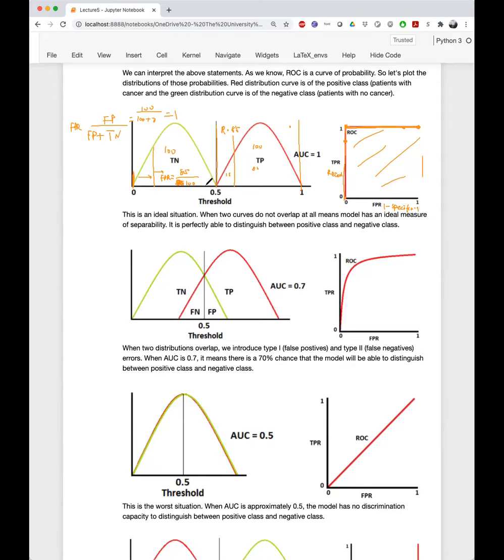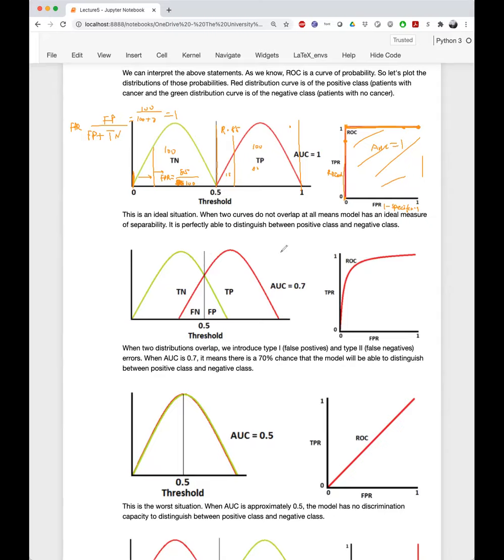And that's the best case because the classifier can clearly separate negative cases and positive cases. In this case, the ideal ROC curve is in this form. And what's the AUC here? That's equal to 1. The AUC equal to 1 actually means it can predict 100% of the cases. So this is the ideal case.